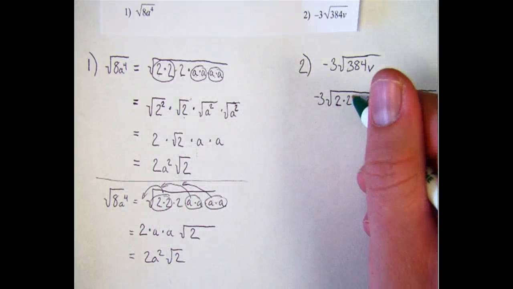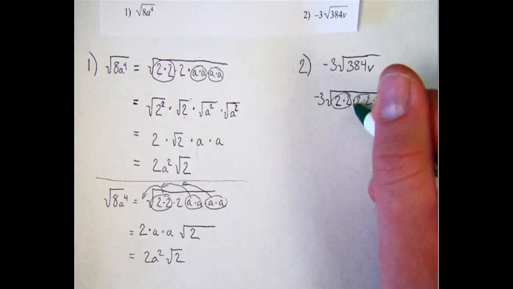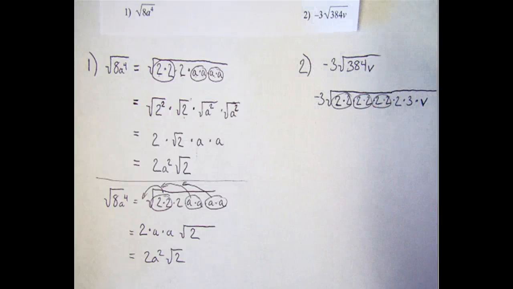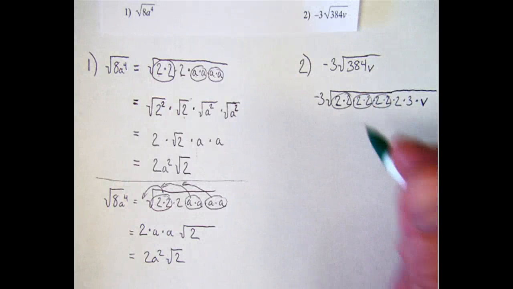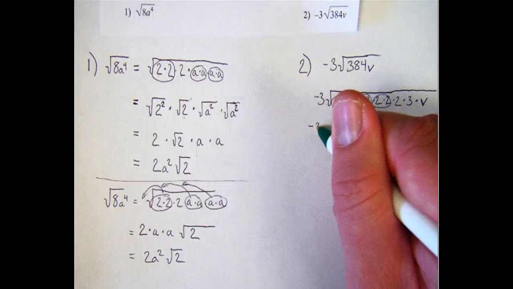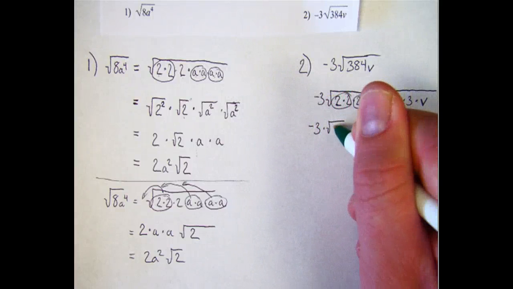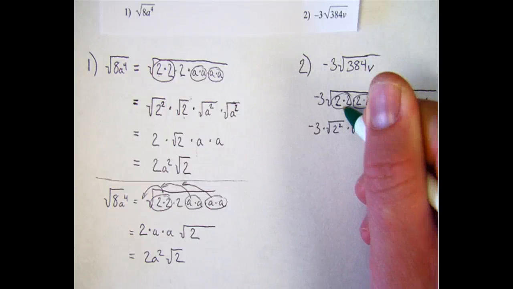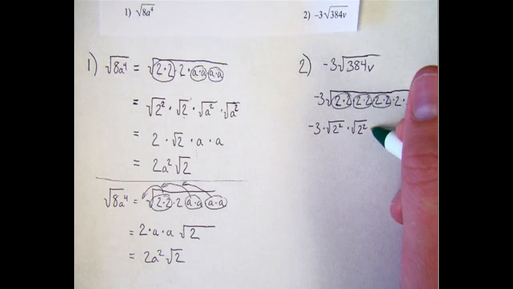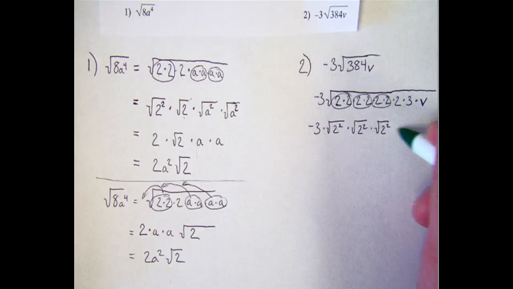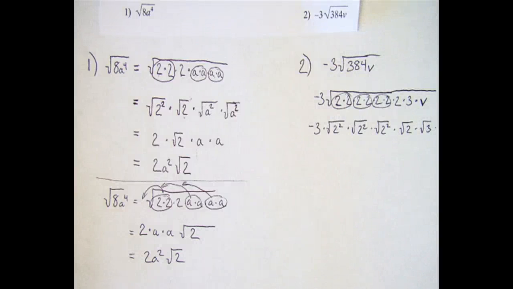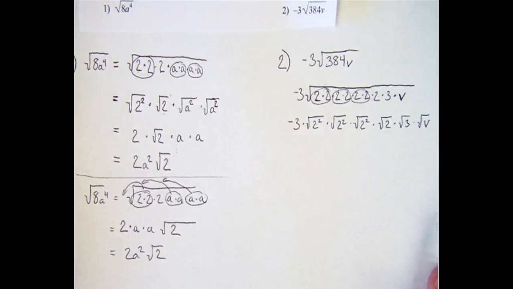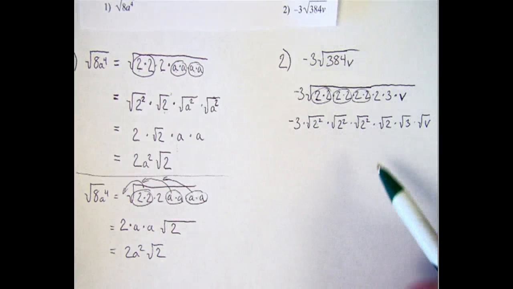Working it this way, I look for groups of 2, and that's all the groups of 2 that I have. So I'm going to say this is negative 3 times the square root of 2 squared times the square root of 2 squared, so that comes from there, that comes from there, times the square root of 2 squared times the square root of 2 times the square root of 3 times the square root of v. Now you can see the rest of what happened there.